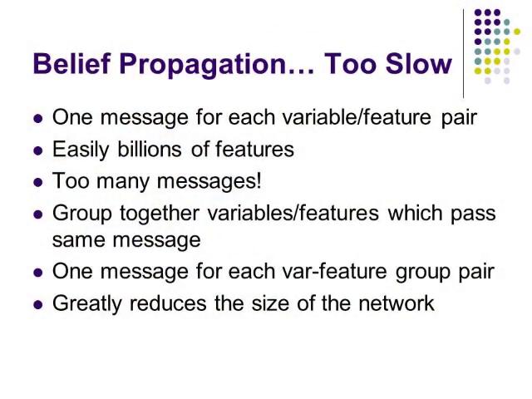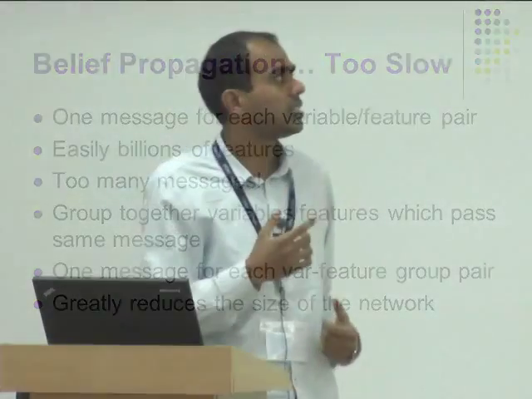But so far so good. The question is that there is one message that we are passing for each variable and feature pair, right? Which is okay for finite, maybe bounded size graphs. But when we are dealing with MLNs, which are very expressive models, suddenly the model could blow up, right?